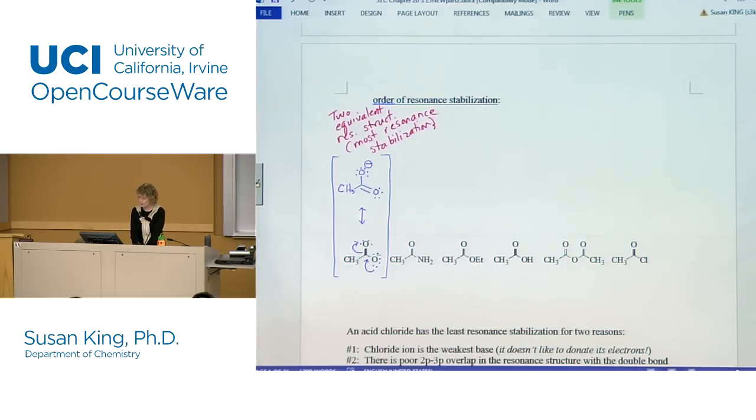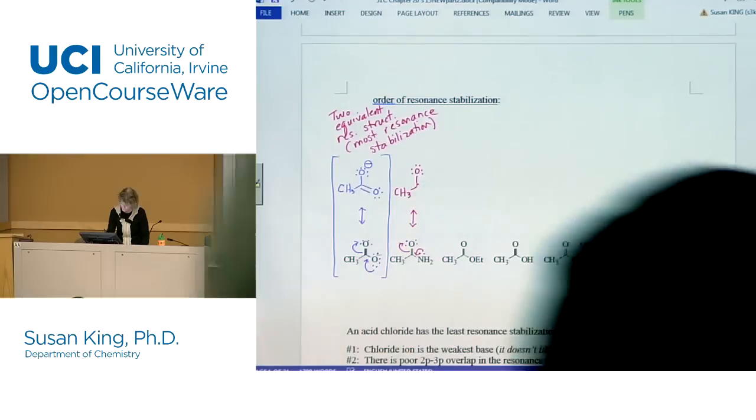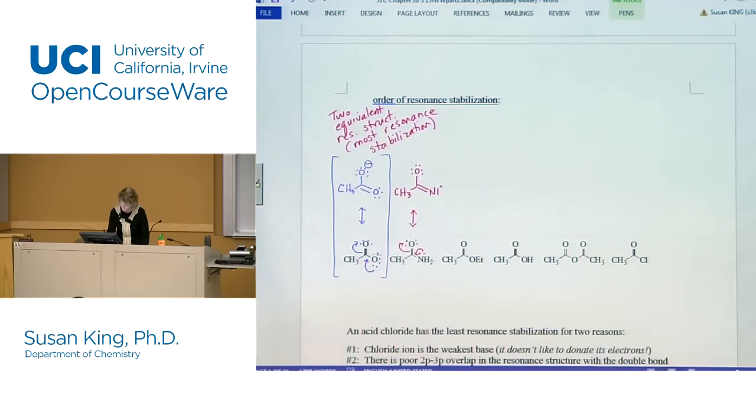All right, so now let's look at the amide. We know that nitrogen's pretty basic. It likes to donate a pair of electrons here. So it's going to really want to kick in electrons and kick those electrons up onto oxygen. So we can draw a second resonance structure here. So two resonance structures for the amide.